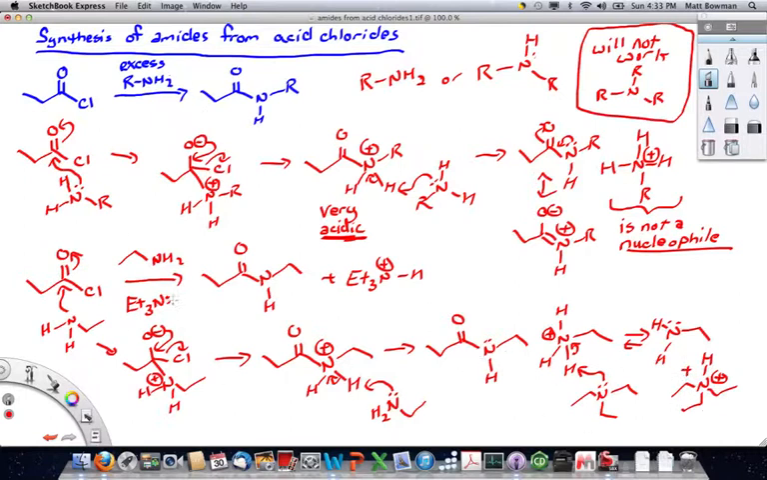So there are two ways of making an amide from acid chloride. Either use an acid chloride in excess amine, or use the amine and then also triethylamine with it.